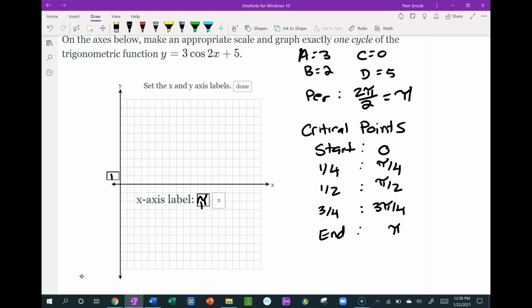So when I go to graph this, and also let's do top and bottom line. And our top line, we're going to take D, which is the center line, and we're going to add the amplitude. So I have 5 plus 3, so I get 8. So 1, 2, 3, 4, 5, 6, 7, 8. Here will be the top.